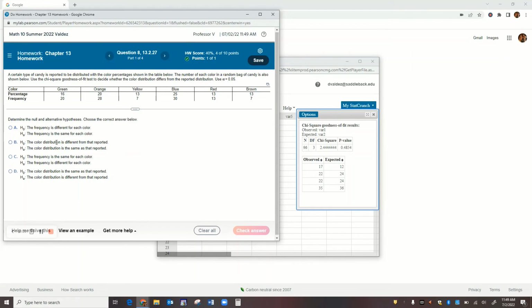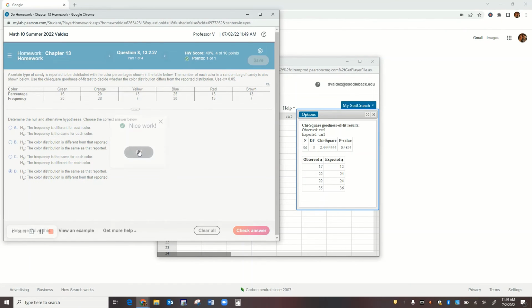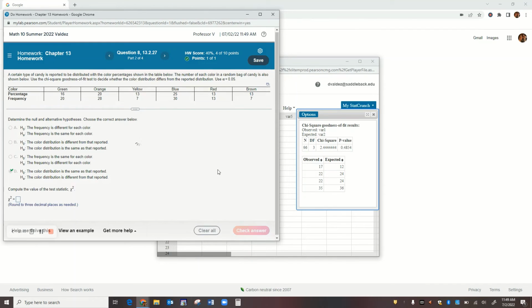Null is going to be the frequency is not different from that reported. It's not saying it's the same for each color. It's the same as that reported. Okay. They really just write a bunch of garbage for the wrong ones. Next, compute the value of the test statistic.